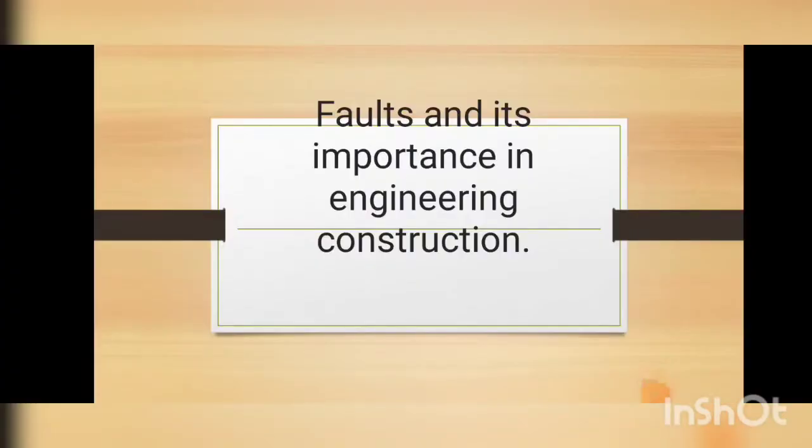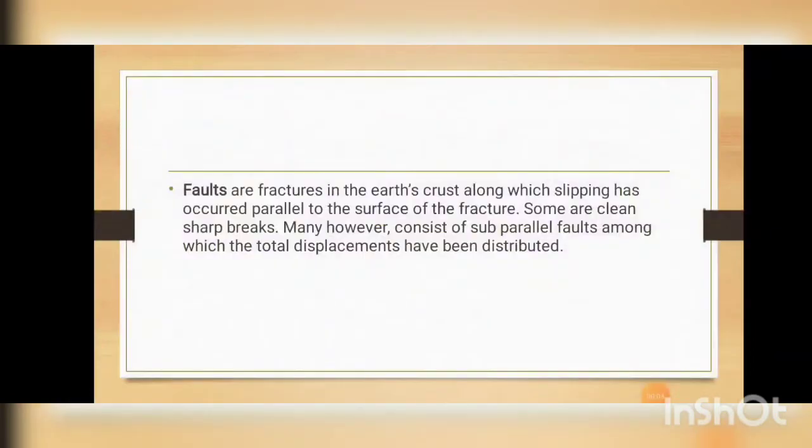Faults and their importance in engineering constructions. Faults are fractures in the earth's crust along which slipping has occurred parallel to the surface of the fracture. Some are clean, sharp breaks; many, however, consist of subparallel faults among which total displacement has been distributed. The terms shear zone and fault zone are often used for closely spaced subparallel structures along which there is distributive movement. Some faults are knife-like breaks.